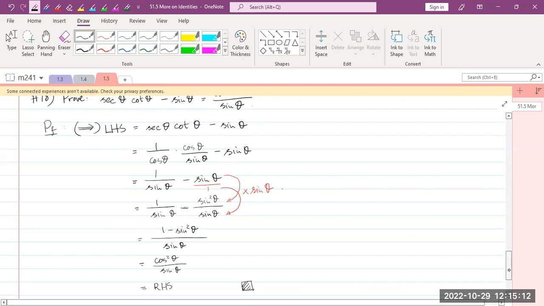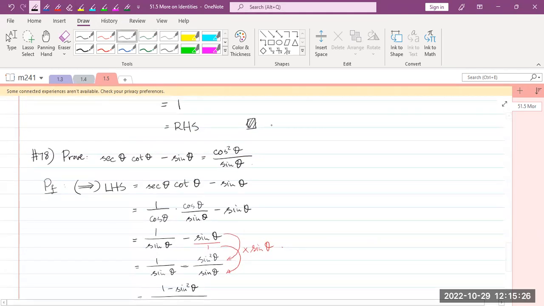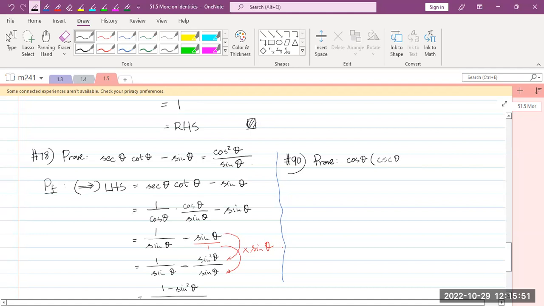Number 86. Oh no, number 86 is basically what we did earlier. Number 90. Number 90, prove that cosine theta times cosecant theta plus tangent theta equals cotangent theta plus sine theta.